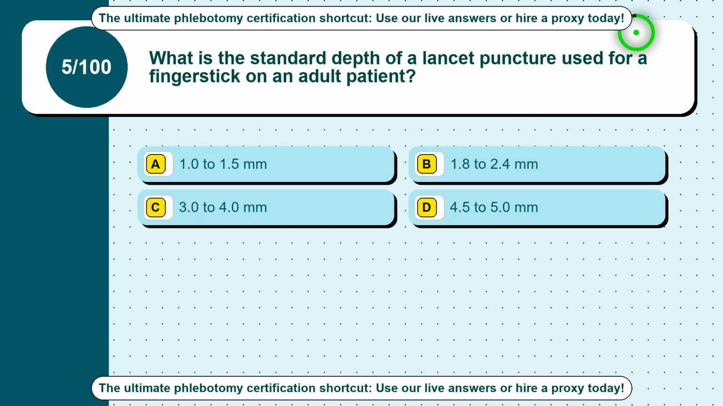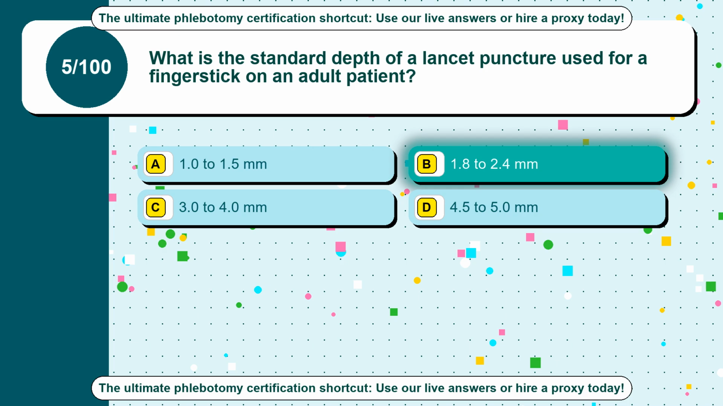Question 5. What is the standard depth of a lancet puncture used for a fingerstick on an adult patient? Option A, 1.0 to 1.5 mm. Option B, 1.8 to 2.4 mm. Option C, 3.0 to 4.0 mm. Option D, 4.5 to 5.0 mm. The correct answer is option B, 1.8 to 2.4 mm.